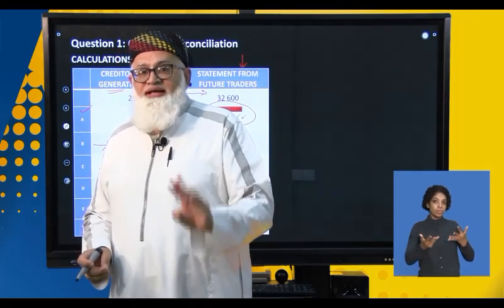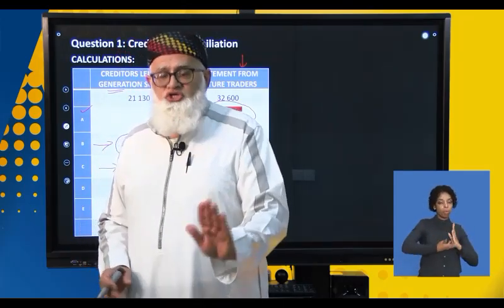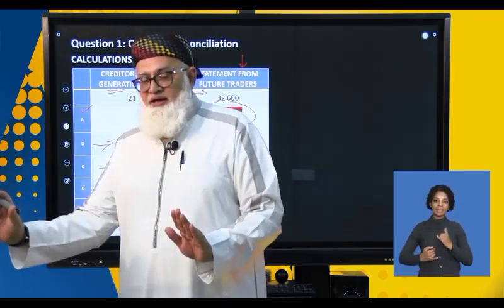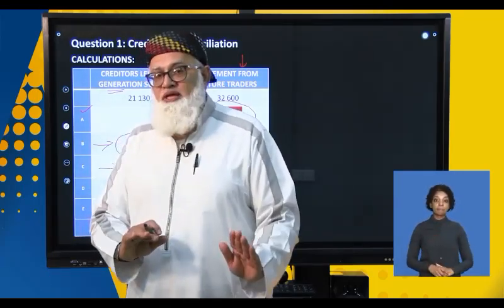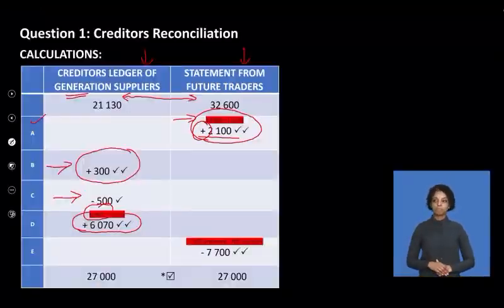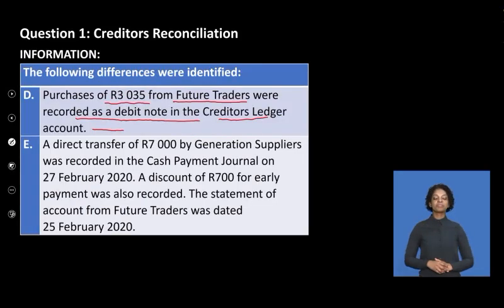Step number one, is the error in our records or in the records of the supplier? Then do the corrective measure wherever it needs to be corrected. Okay, let's go to the next difference. A direct transfer of 7,000 Rand by generation suppliers, which is us.